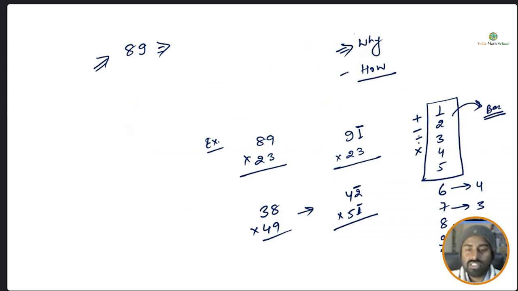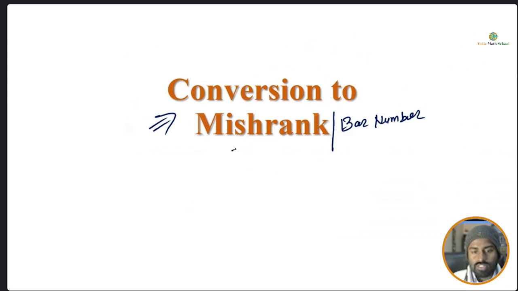Now, the next point is how. How are we converting this number into this number? How did I convert 38 into 42 bar and 49 into 51 bar? That we are going to see. So now, conversion to Mishrank. How? There is a number 89 and we are going to convert this natural number into a bar number. So the first digit is 9.